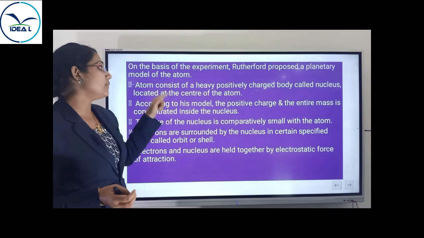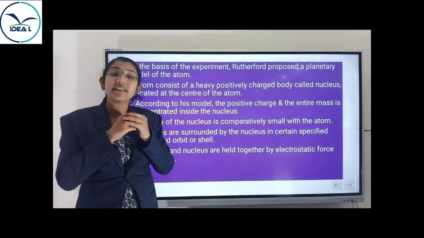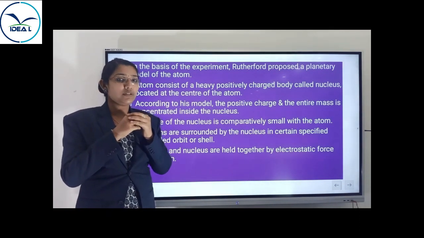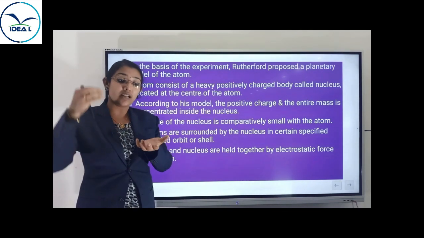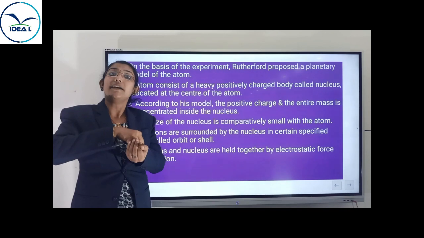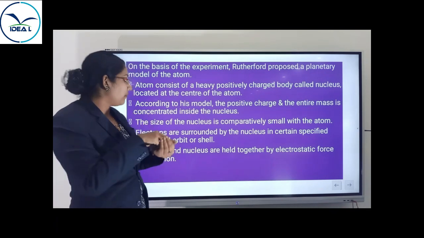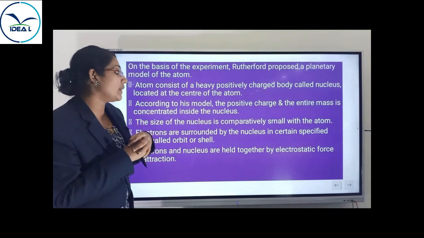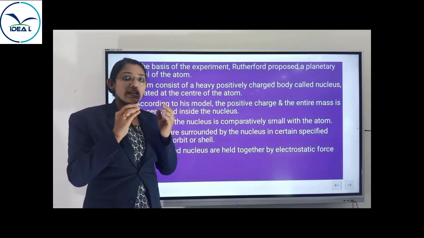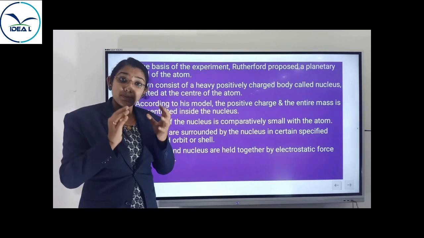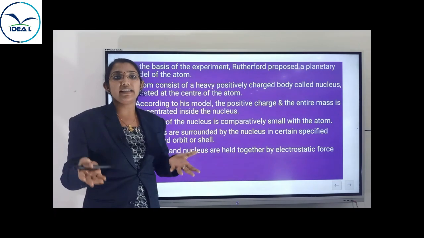Then according to his model, the positive charge and entire mass of the atom are concentrated inside the nucleus. Next, the size of the nucleus is comparatively small compared with the atom, which means that the volume occupied by the nucleus is negligibly small, very small compared to the total volume occupied by the atom.